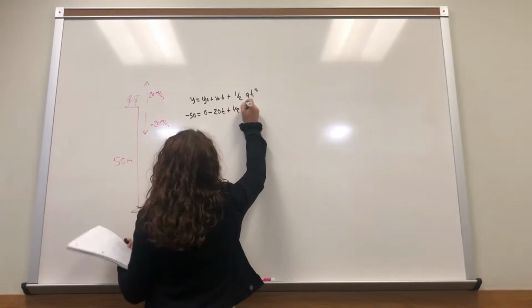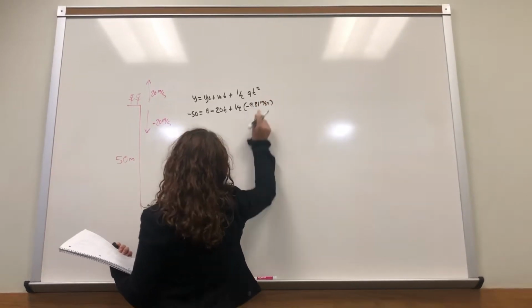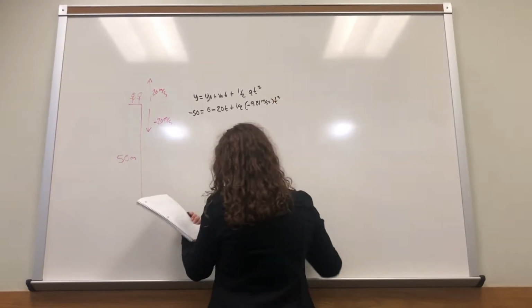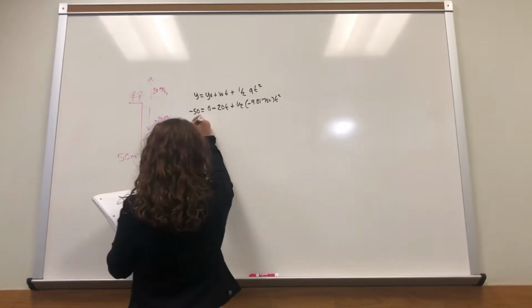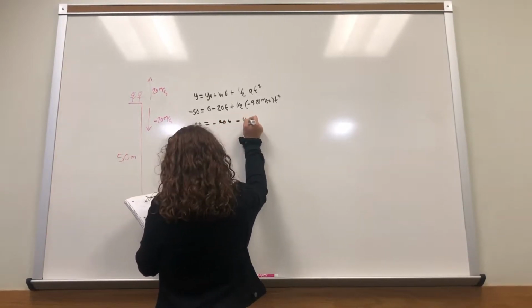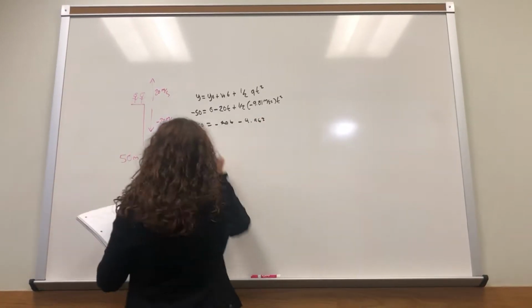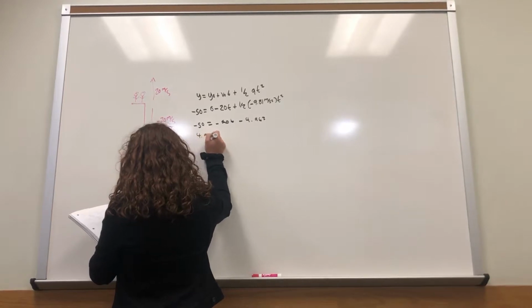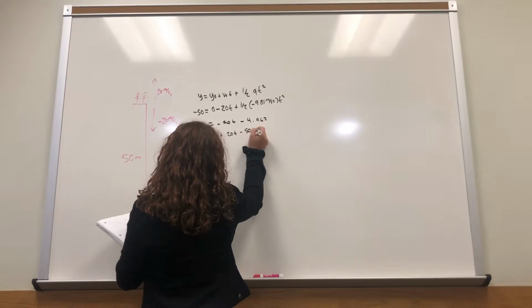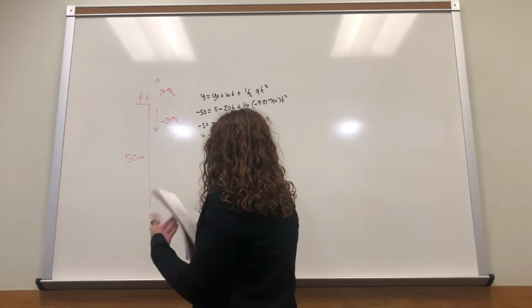Plus 1/2. Our acceleration in this case is negative 9.8 meters per second squared because it's gravity, and it's negative because the rock is going down, multiplied by time squared because that is what we're solving for. So we get negative 50 equals negative 20t minus 4.9t squared. So we're going to rearrange these to get them all on the same side. So we do 4.9t squared plus 20t minus 50 equals 0. And now we're going to have to use the quadratic equation to solve for that.